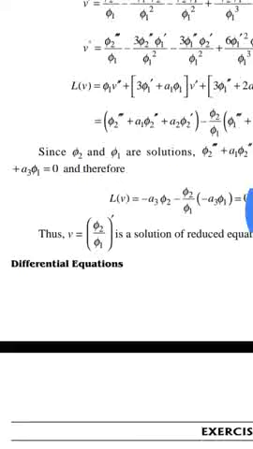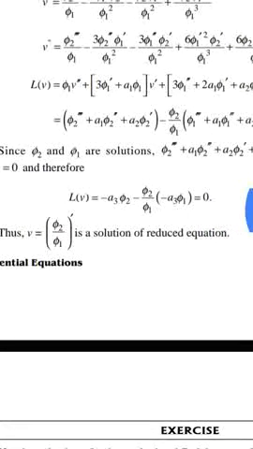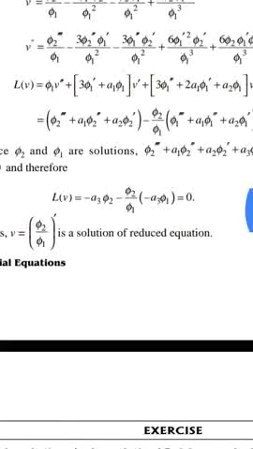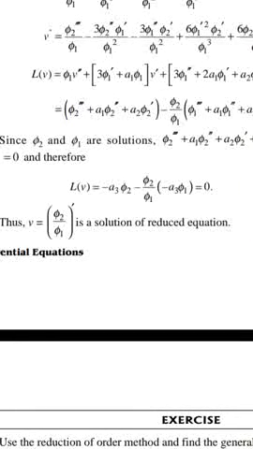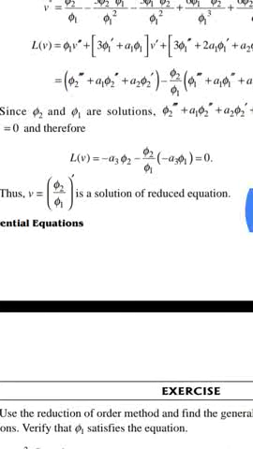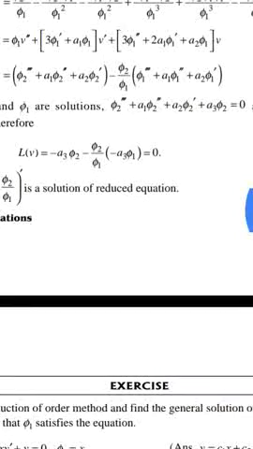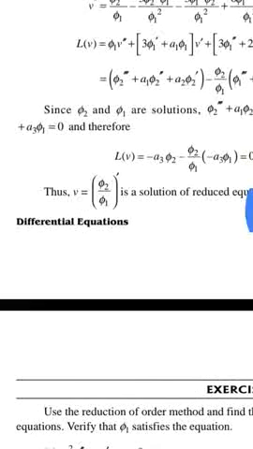L of v is equal to phi 1 v double dash plus 3 phi 1 dash plus a1 phi 1 v dash plus 3 phi 1 double dash plus 2 a1 phi 1 dash plus a2 phi 1 v, which is equal to phi 2 triple dash plus a1 phi 2 double dash plus a2 phi 2 dash minus phi 2 divided by phi 1 times phi 1 triple dash plus a1 phi 1 double dash plus a2 phi 1 dash.